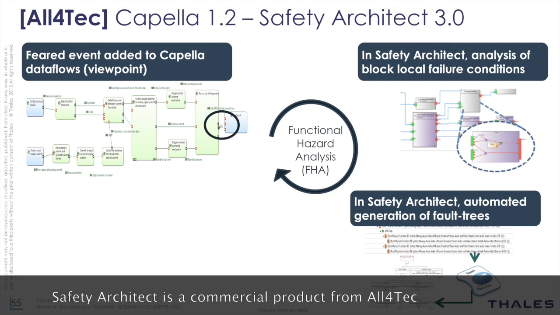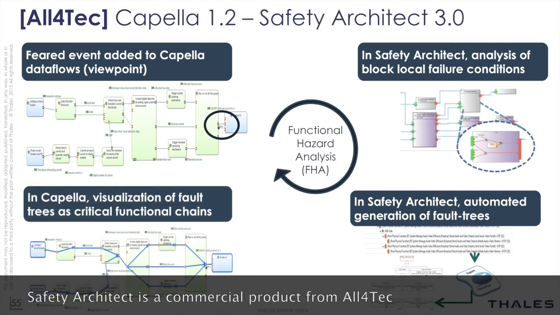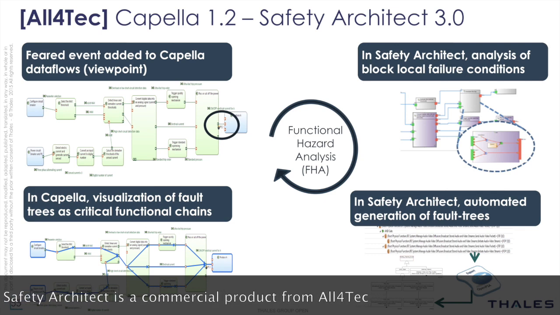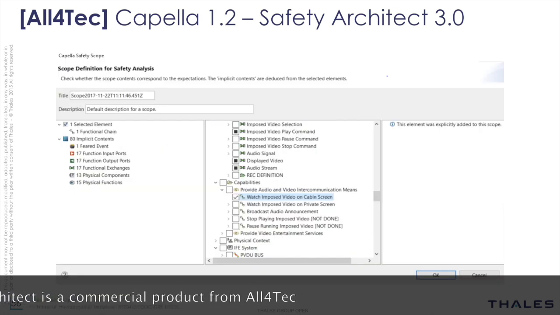And the fault trees that are obtained in Safety Architect can then be reintegrated in Capella as critical functional chains. So it's really a bidirectional coupling between the two tools. And what has been done recently is to scope the definition for the safety analysis. So instead of performing a safety analysis on the whole content of the model, we are able to select the scope that applies for the analysis. And that was one request from safety engineers. So everything is really driven by real project use cases.